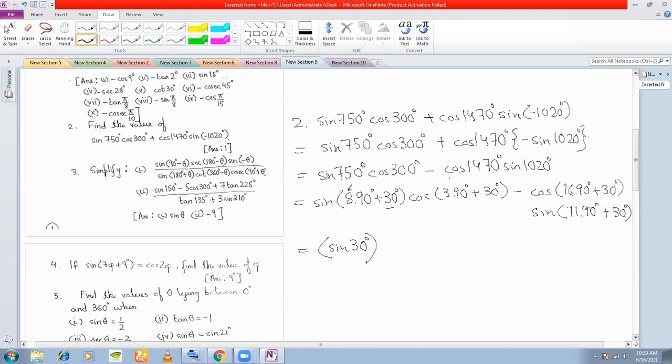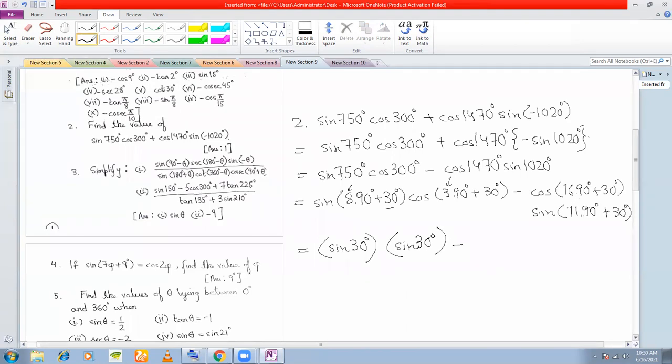Next, odd multiple here. Odd multiple means cos will change to a sine. Fine. And which quadrant? 3 into 90 is the third quadrant plus something. That means now you have reached the fourth quadrant. And in the fourth quadrant, cos is positive. So again, you will have a positive sign here, right? So I'm not giving the positive sign. You simply write this as sine 30. We have sine 30 into sine 30 minus.